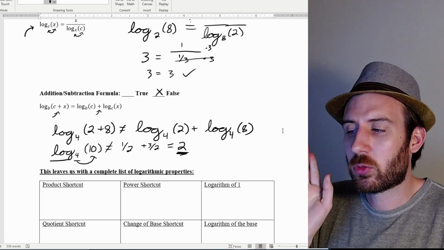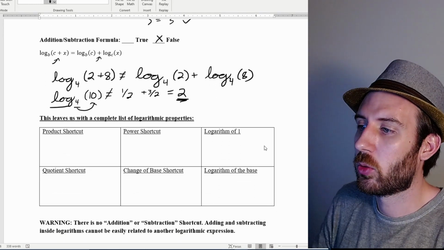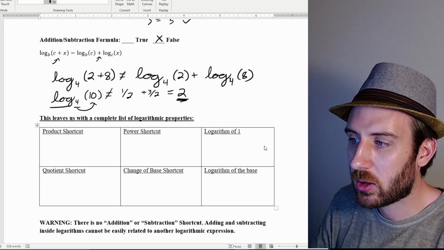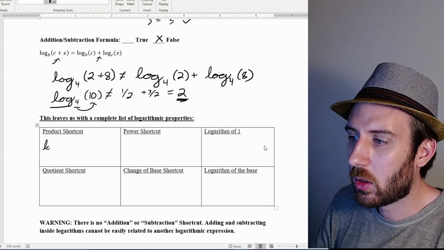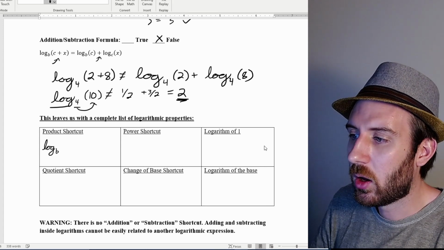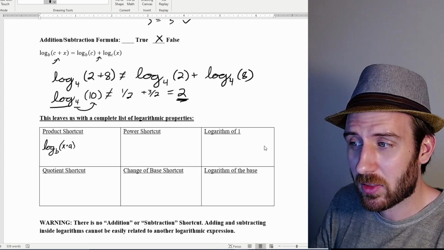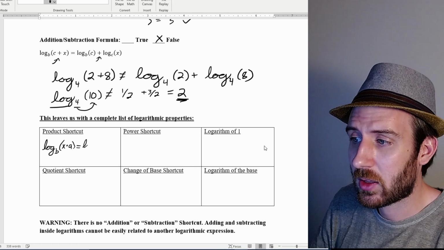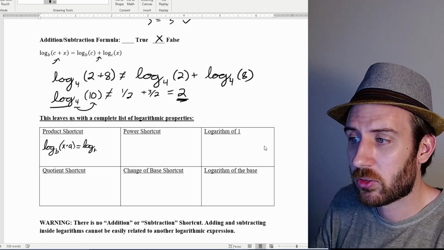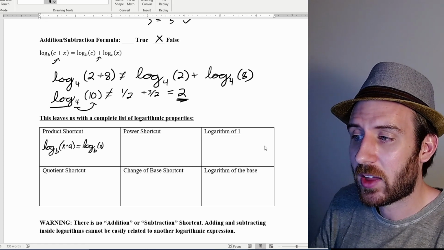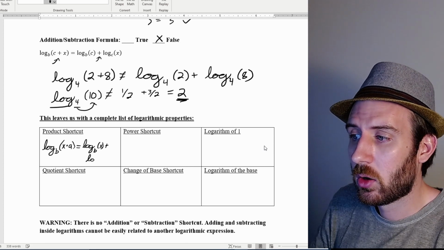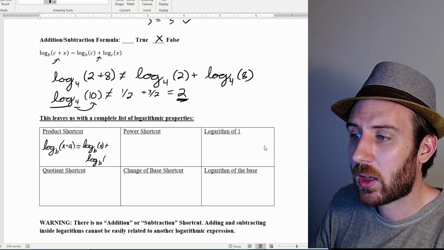Okay, so this leaves us with obviously our shortcuts now. What is it that we have? We have a product shortcut. That was if I have log base b of x times a, that's like growing the magnitude on the inside and then measuring it. I could think of this as the same thing as measuring the magnitudes first and then just adding those magnitudes together. Log base b of a.